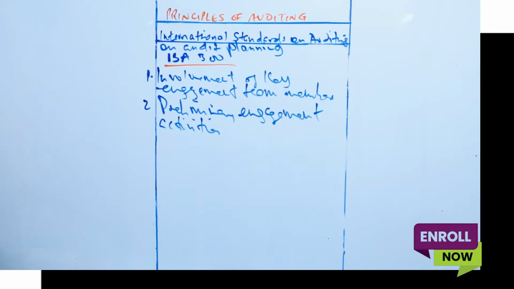Activities at the beginning of the current audit engagement. For example, performing procedures regarding the continuing of the client relationship and the specific audit engagement. There is evaluating of compliance with the relevant ethical requirements.